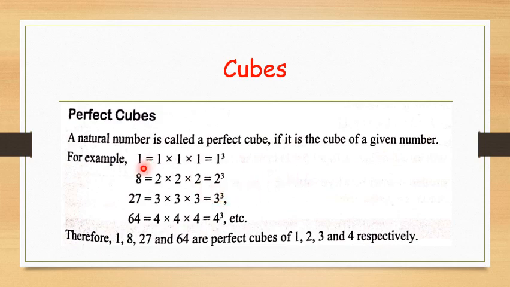If you have 1, then the cube of 1 is 1 only. Similarly, 8 is a cube of 2, 27 is a cube of 3, 64 is a cube of 4. So 1, 8, 27, 64, all these are perfect cubes, and these are the cubes of natural numbers 1, 2, 3, 4. Okay, so a simple definition is: perfect cubes are the cubes of natural numbers.